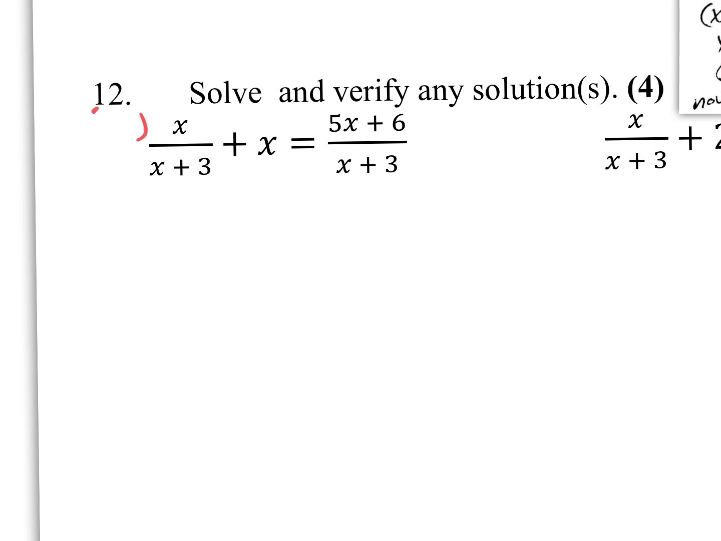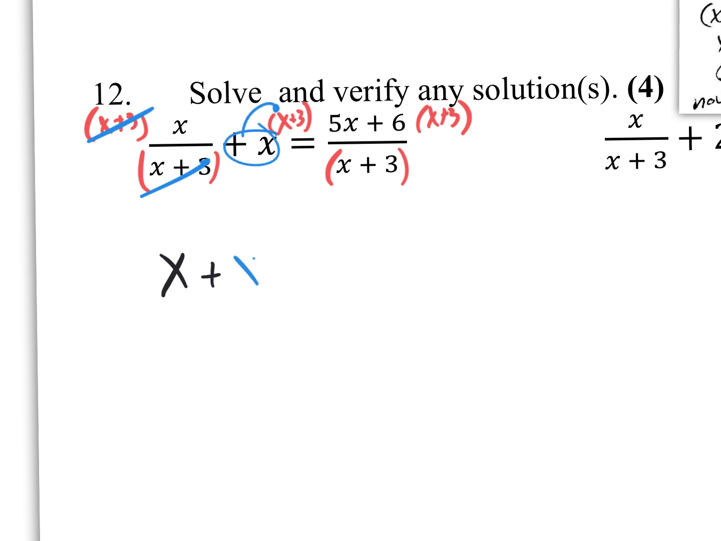So in this case, you would multiply by the binomial x plus 3. That way, the fraction disappears. You end up with just an x. Now, this next one, you're going to end up with positive x times x, that's a positive x squared. Positive x times 3, that's a positive 3x. Now you still have the equal sign, and over here, these guys cancel out, so you still have the numerator. That's not a numerator anymore, it's just a regular 5x plus 6, no more fraction.